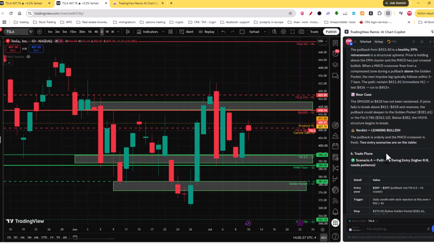You can also use the other features that it has. It creates you a Pine script. So if you want to create your own indicator, there you go. It does it for you.